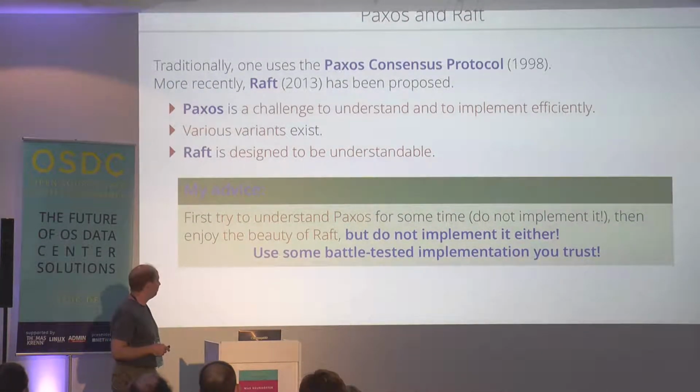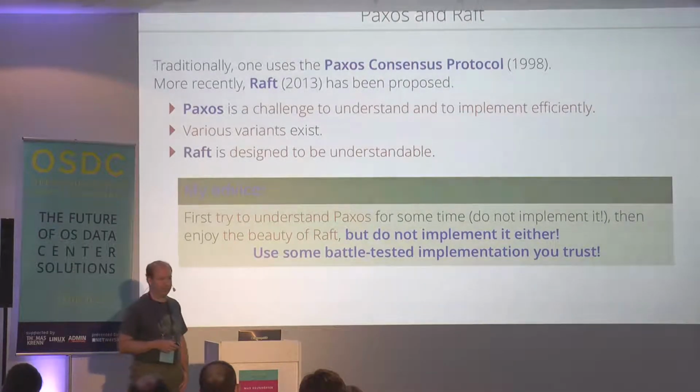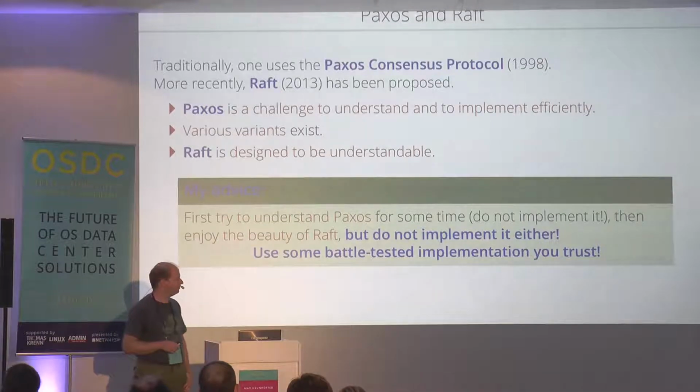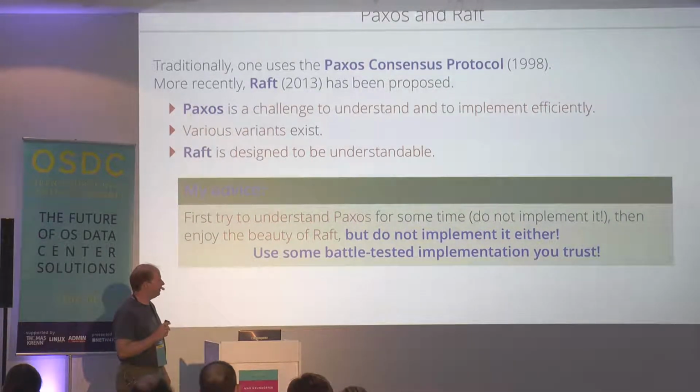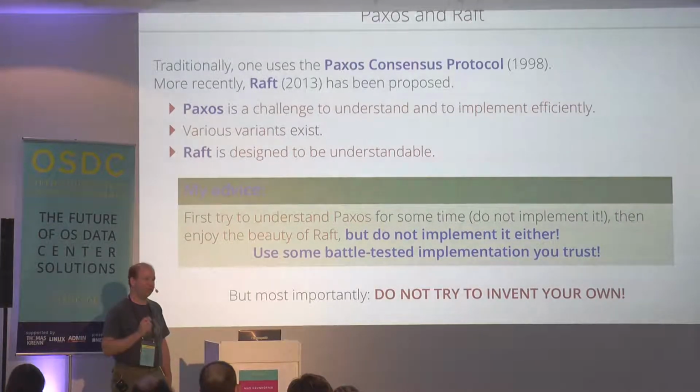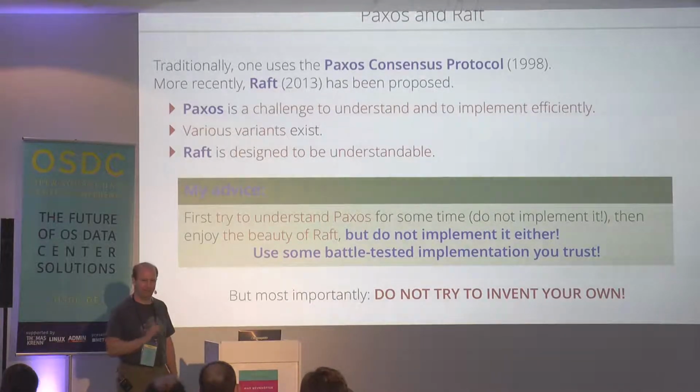Rather, use some battle-tested implementation you trust. So use something which implements Raft, or indeed Paxos, if that is working, and use that for consensus. But there's one more piece of advice which is even more important. Do not try to invent your own. I can tell you, I have tried and of course failed.